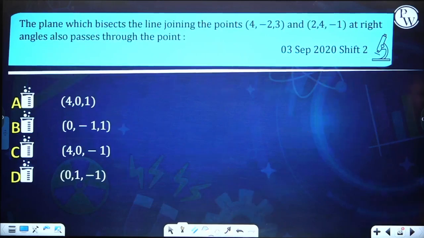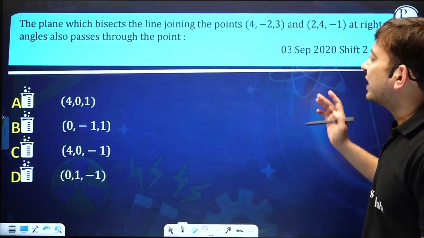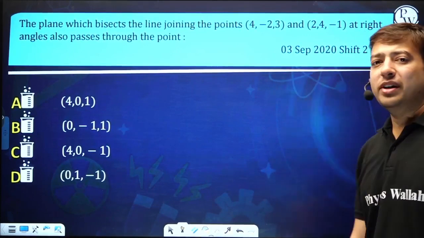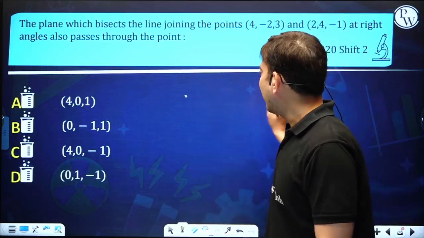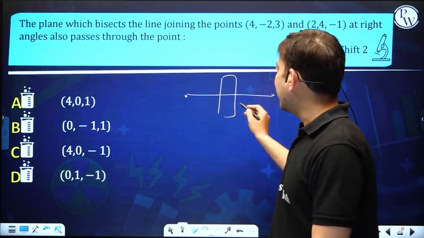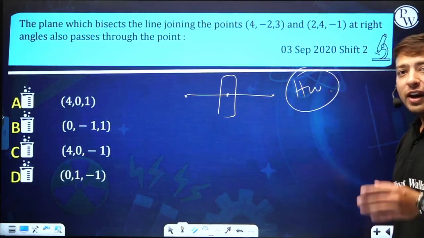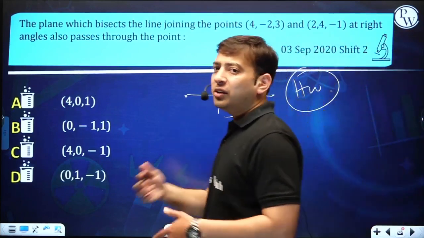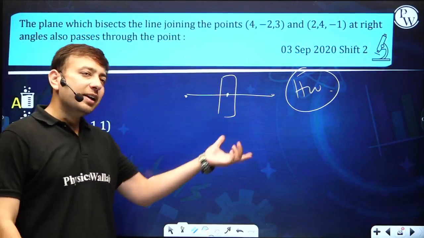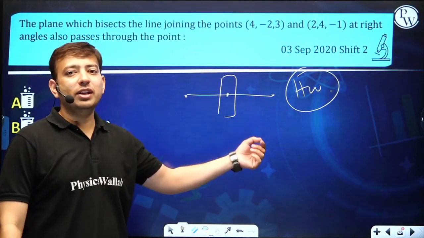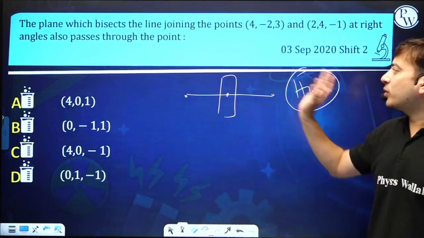Now, moving on. The plane which bisects the line joining the two points at right angles also passes through which point. Sir, the same kind of question in 21 came, where two points are there and the plane is bisecting them perpendicularly. So the midpoint will lie on the plane. You can do this by yourself. Every year the same kind of question comes, because there are not many types of questions in line and plane in 3D geometry, so they will repeat. You can go back in the class and see that we have solved the same problem.